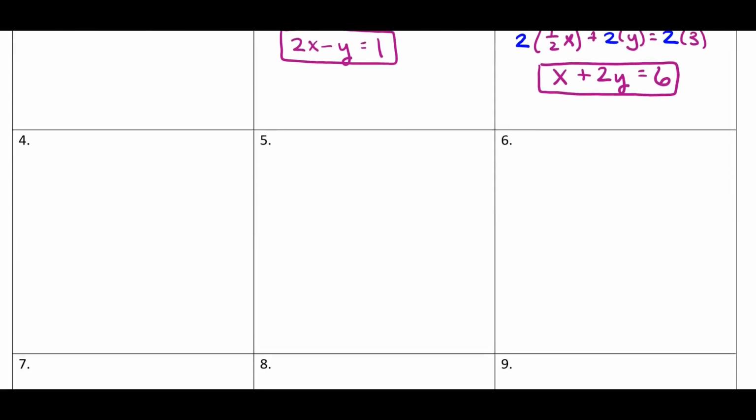All right, so I want you to try number 4. So number 4 is going to be y equals negative 7/2 x minus 3. So go ahead and take a moment and pause the video, and when you're ready, turn the video back on to check your answer. All right, here in just a second, I'm going to show the answer. So if you're not ready, go ahead and pause the video again.